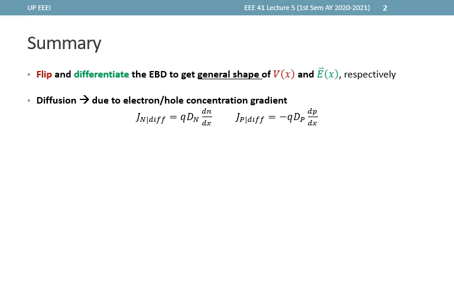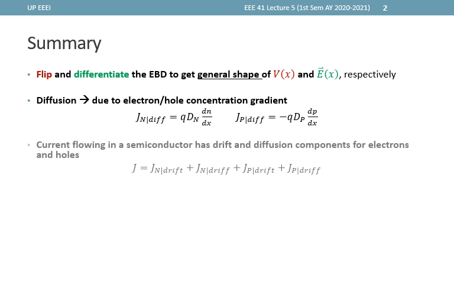These are the equations for the diffusion current density. Note that they depend on the electron and hole concentration gradients, dn over dx and dp over dx, and the diffusivity constants for electrons and holes. The total current flowing in a semiconductor has drift and diffusion components for electrons and holes, and thus the total current has 4 components, 2 for electrons and 2 for holes.